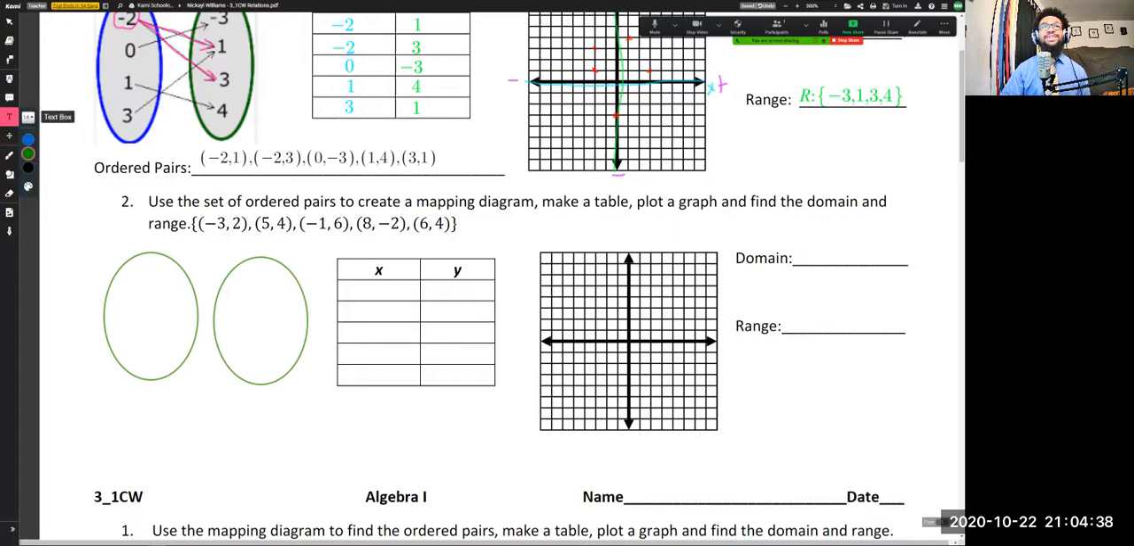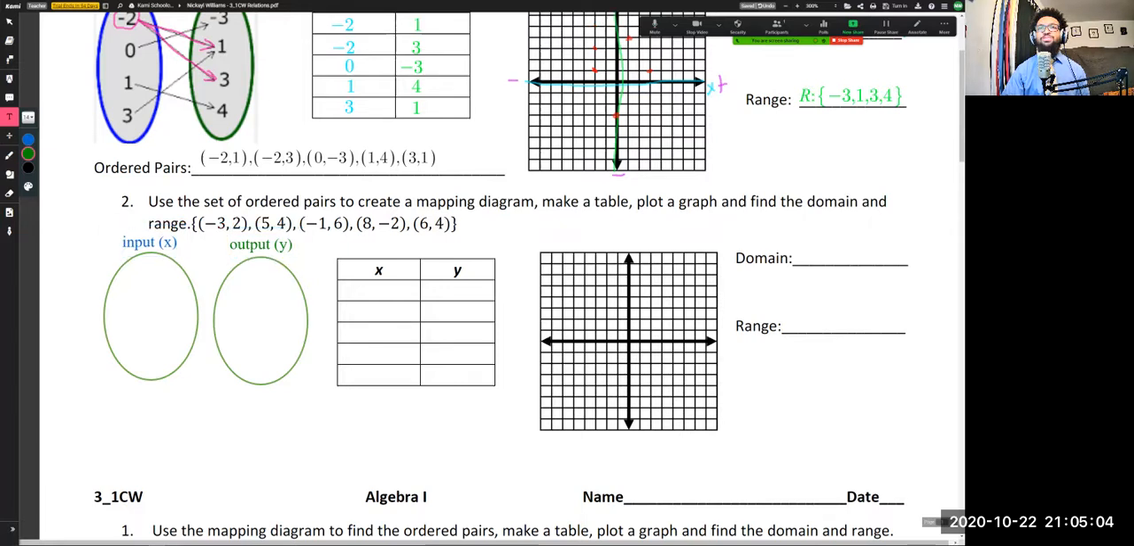First, what I'm going to do is label my mapping diagram. My left is always going to be my inputs. Those are going to be X. And then my right is always going to be output. That's going to be Y. All right. So that should help you get started if you get confused.